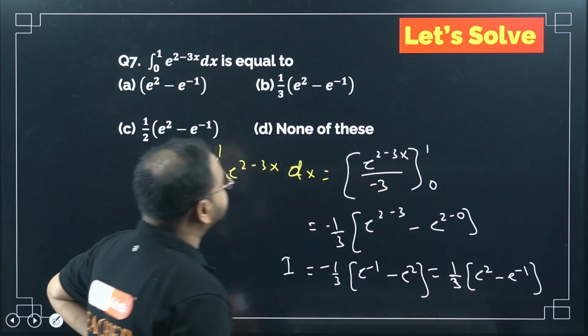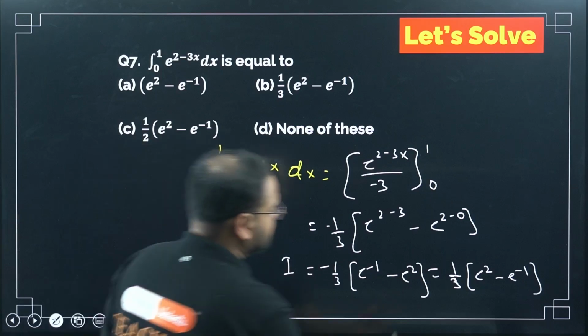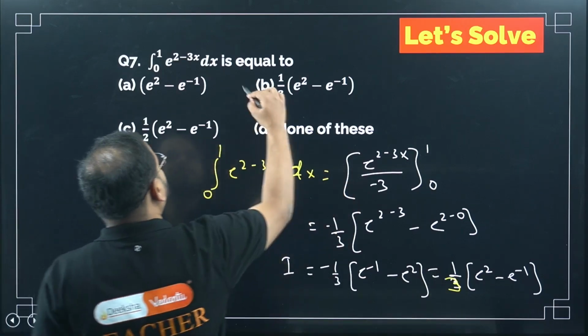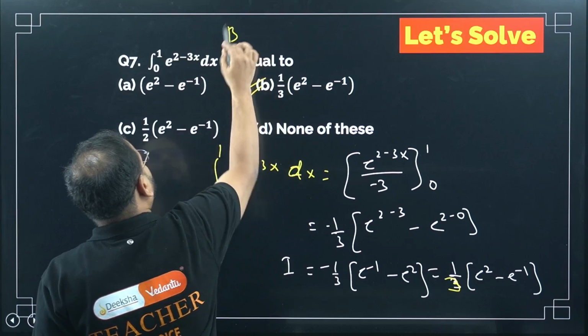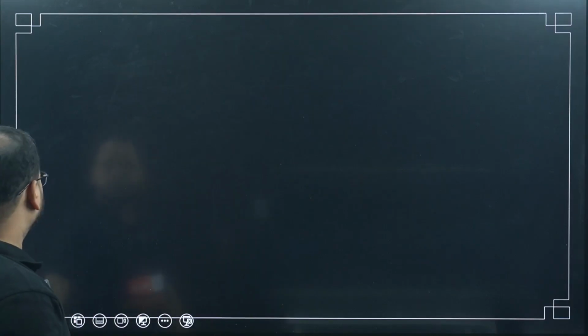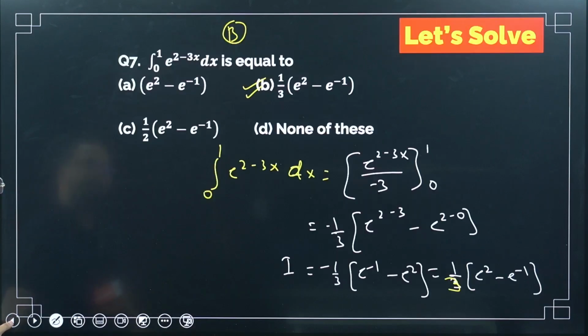Any option like this? This is 1 by 3, okay? E power 2 minus e power minus 1. Option number B. Option number B. Very very simple. Moving on. Question number 8. I hope this is visible, right? Please have a look. Yes?